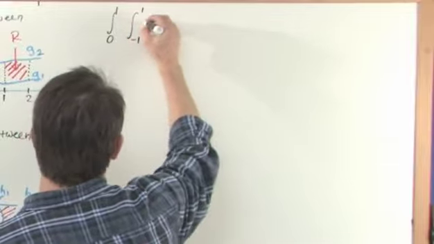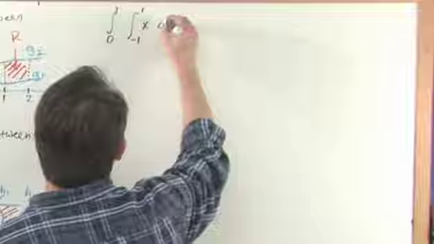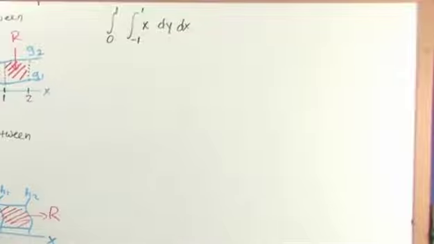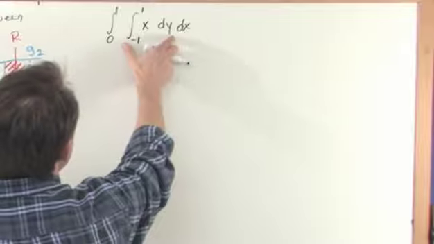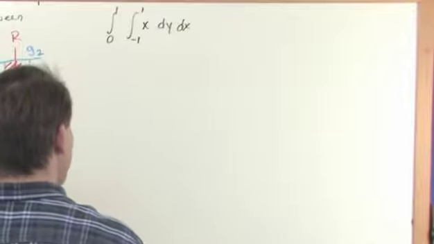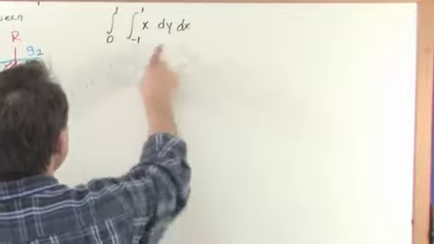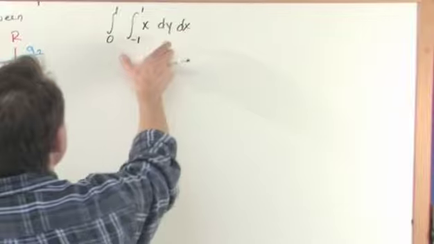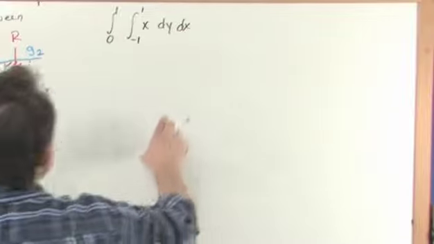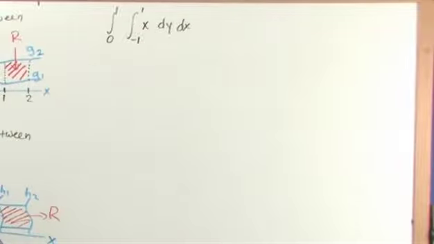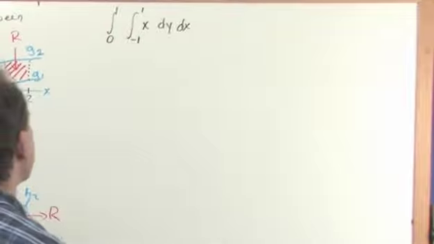negative 1 to 1, the function is x, and I'm integrating dy dx, okay? Now, mathematically, what you have here is an integral along y. So you integrate this function holding x constant, because everything other than what you have here, the dy, everything other than y is a constant. So you do that integration, you plug in the limits, and then you take the result and you integrate along dx, and that would be holding everything other than x constant, okay?